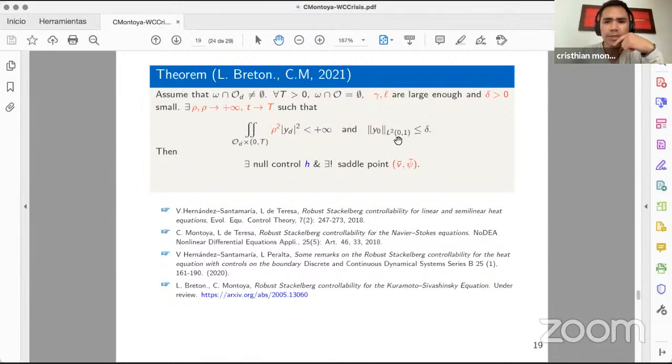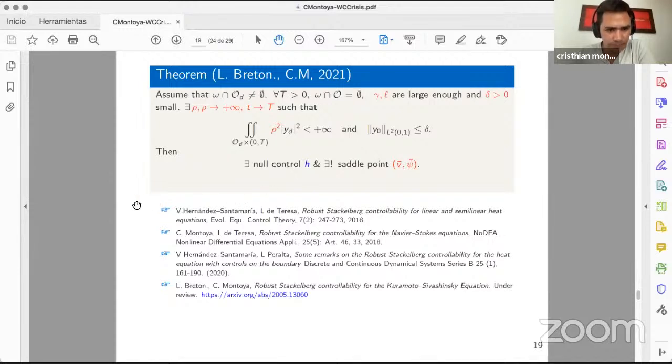This hypothesis with respect to the initial datum is given by the fixed point theorem and also by the robust control problem. Okay, the result is under review at this moment, and it was done in collaboration with Louis Breton. Louis Breton is a PhD student from UNAM, Mexico City.